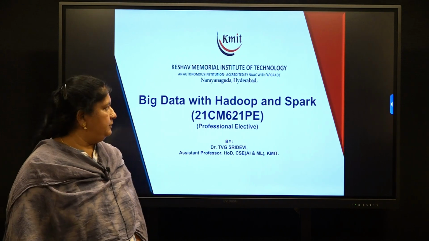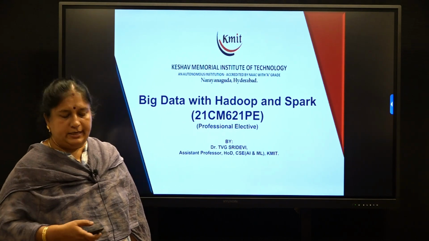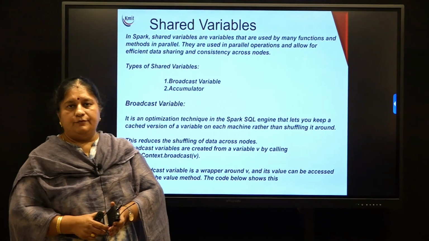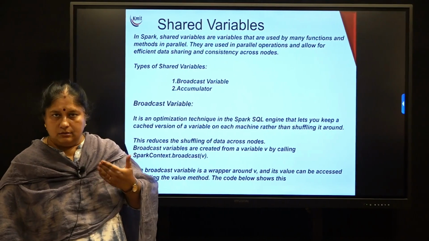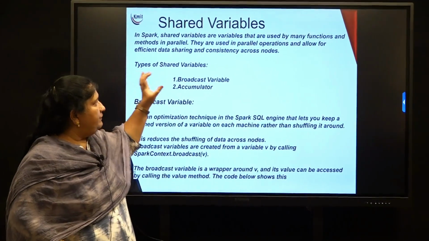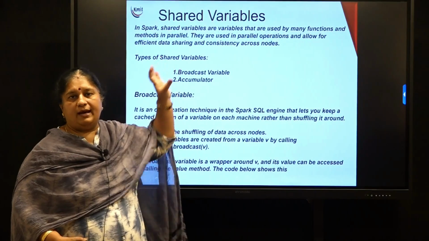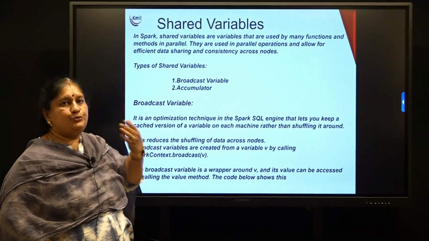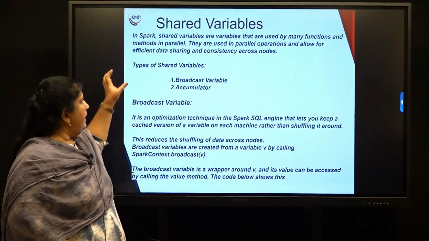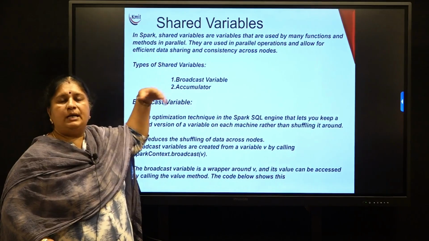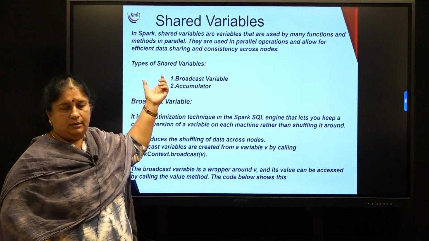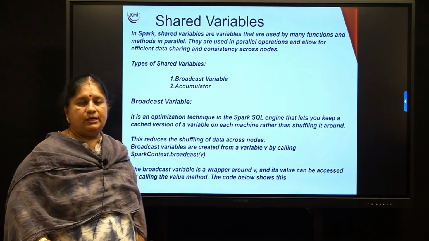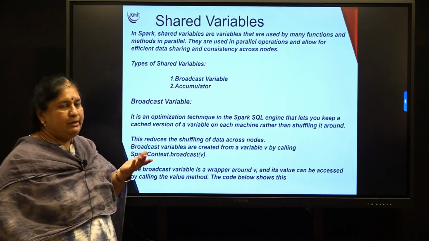Hello everyone. As part of learning Spark, let us see some more concepts related to Spark. We will talk about various types of variables available in Spark. Generally, whatever variables we are working with in Spark, we have a category called shared variables. These shared variables are used by multiple functions, and you can make sure that multiple methods can use them in parallel. They are used in parallel operations and allow for efficient data access across the nodes.